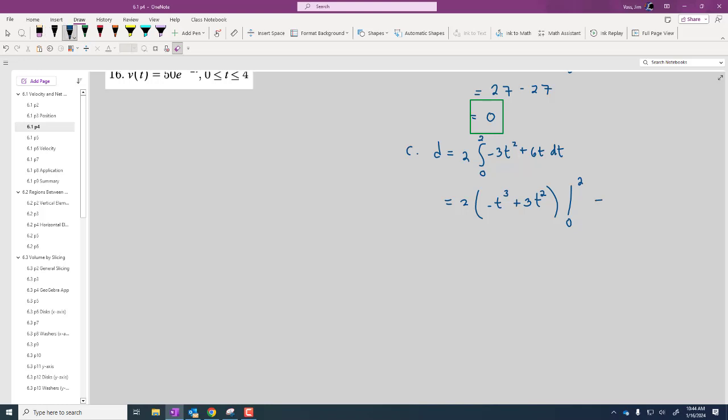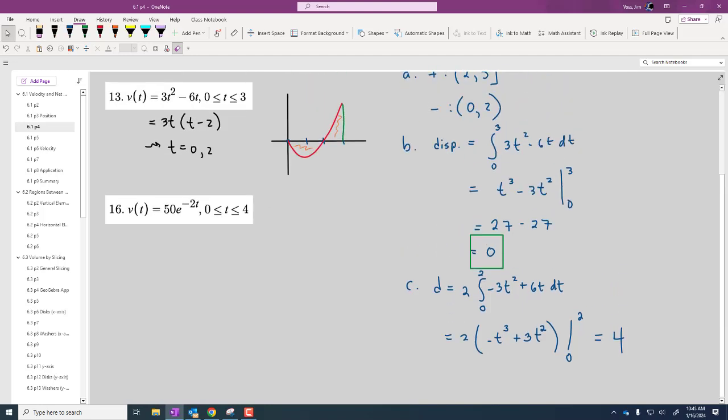That 2 on the outside is there because we're doubling, so our focus is just on this area from 0 to 2. If we found that area, the total area would be 2 times that because the two areas have to be equal. So this is our total distance traveled, and each of those pieces will have an area of 4. Does that make sense? Each of those pieces will have an area of 4.